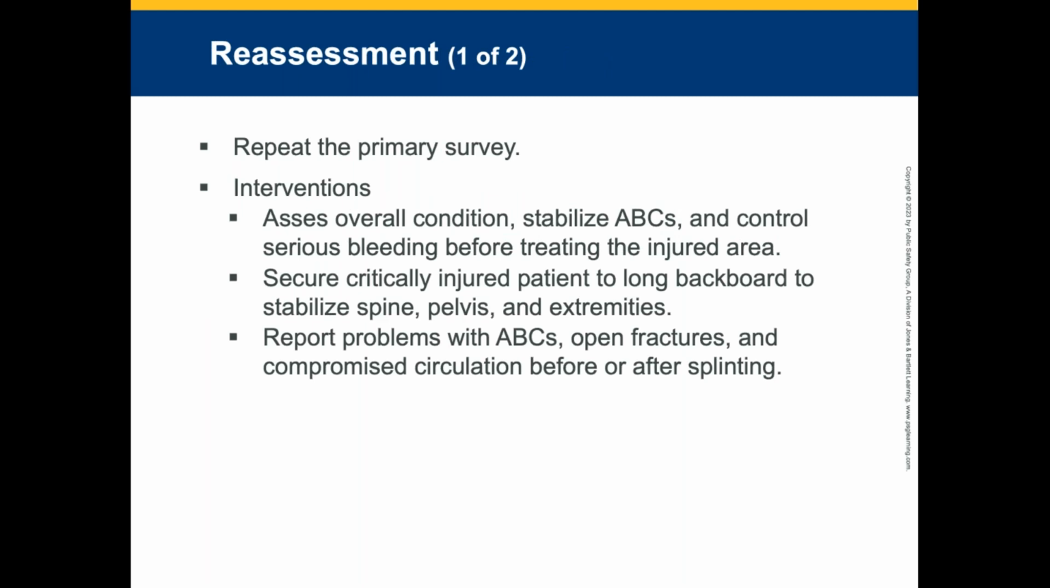As part of your reassessment, the primary assessment should be performed every 5 minutes for the unstable, 15 for stable patient. Interventions should assess overall conditions, stabilize ABCs, and control serious bleeding before treating the injured area. We're going to secure critically injured patients to a longboard and stabilize the spine, pelvis, and extremities.